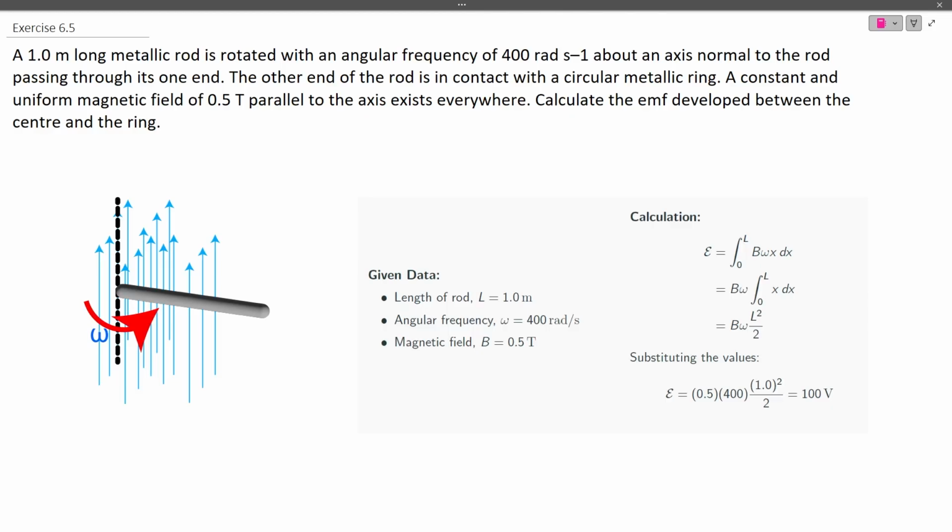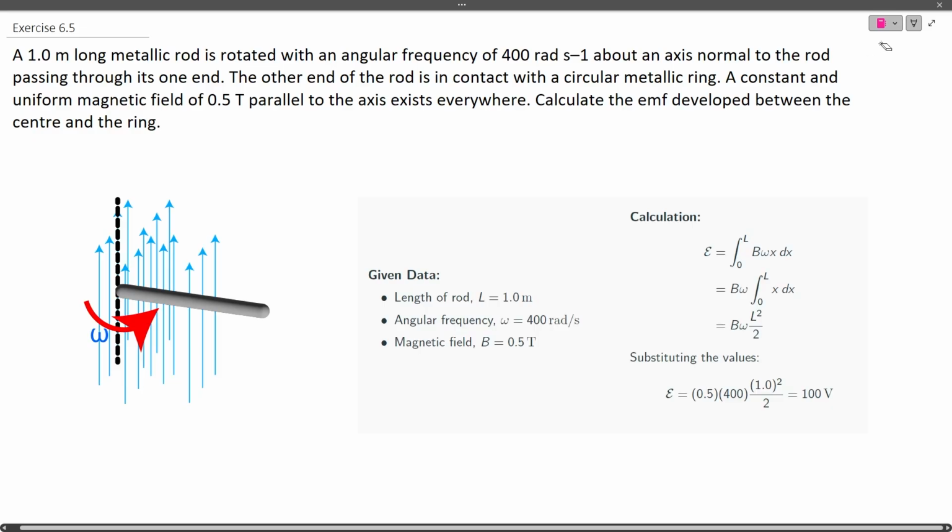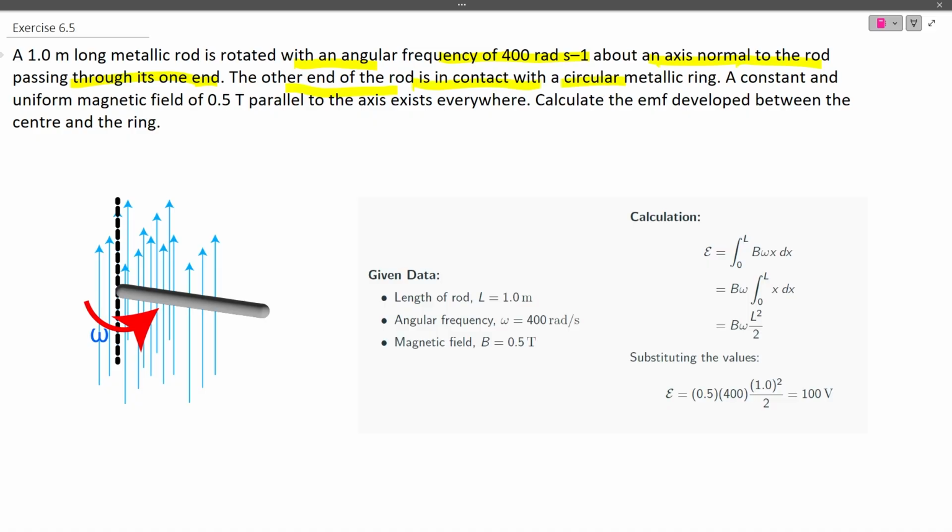The question is saying that a 1 meter long metallic rod is rotated with an angular frequency of 400 radians per second about an axis normal to the rod passing through its one end. The other end of the rod is in contact with a circular metallic ring. A constant and uniform magnetic field of 0.5 Tesla parallel to the axis exists everywhere. We have to calculate the EMF developed between the center and the ring.